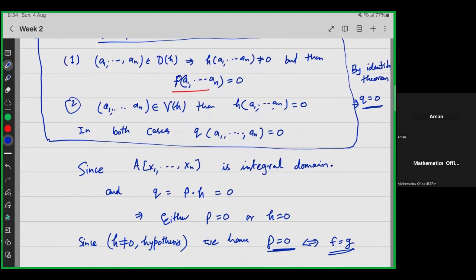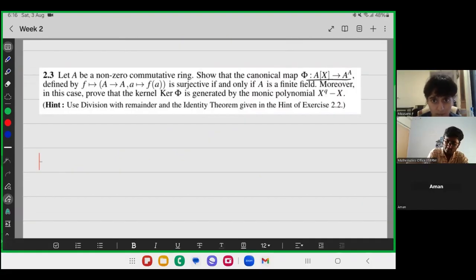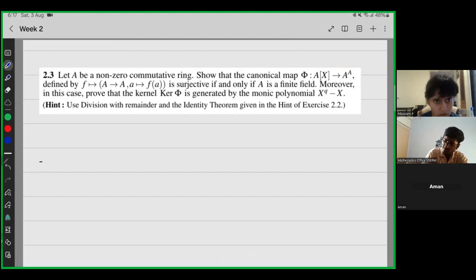Okay, so let's see the next one. The map from A[x] to A^A defined by this is surjective if and only if A is a finite field. Moreover, in this case, prove that the kernel is generated by a monic polynomial. So I'm doing this one. What is A^A? This is the set of functions from A to A.